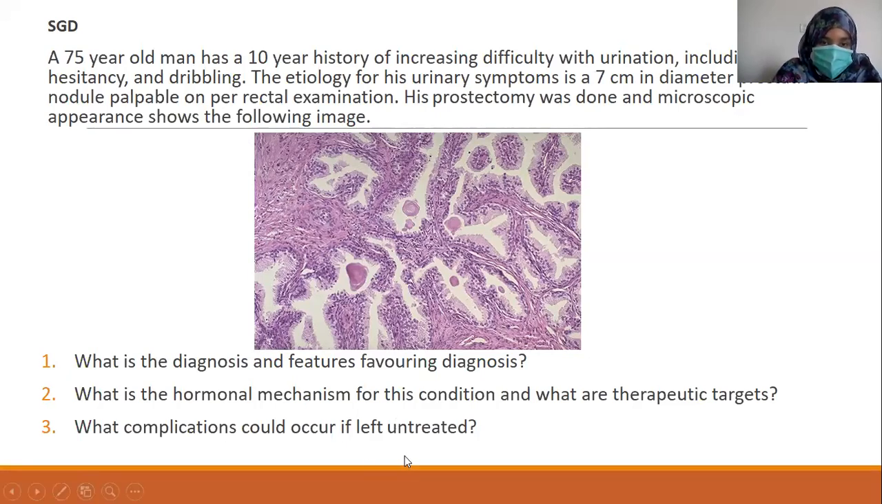What complications could occur if left untreated? If the patient is left untreated, the detrusor muscle gets hypertrophied. As a result, urine outflow is obstructed. Another thing is urinary retention, and due to retention there is backflow of urine, which can cause hydronephrosis as well as renal failure.